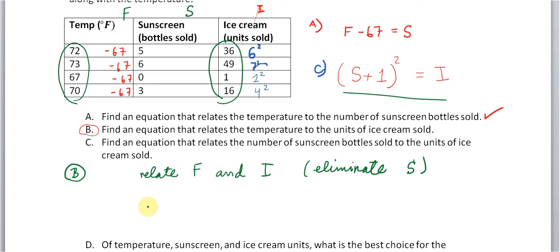We take this equation, S plus 1 squared, but instead of writing S, I'm going to leave that alone. I'm just going to say blank plus 1 squared equals I. And from our previous work, we know that S is equal to F minus 67. So we can make that substitution here. So this is F minus 67 plus 1 quantity squared equals I. Right? And so let's simplify all of that. And this will give us our final answer being F minus 66 quantity squared is equal to I.